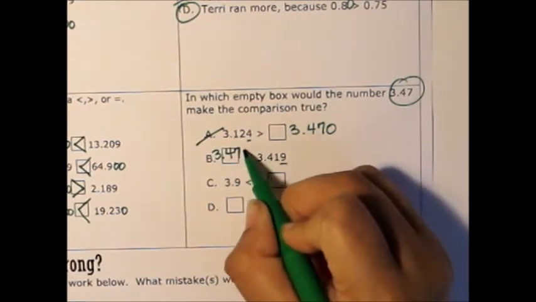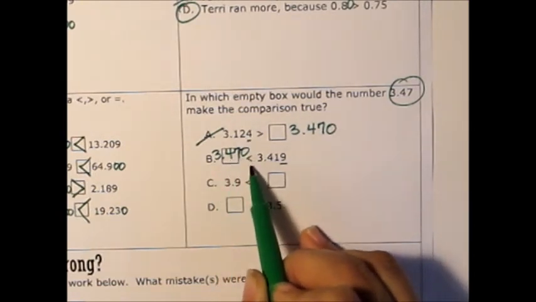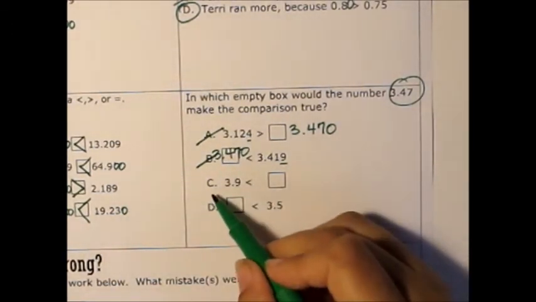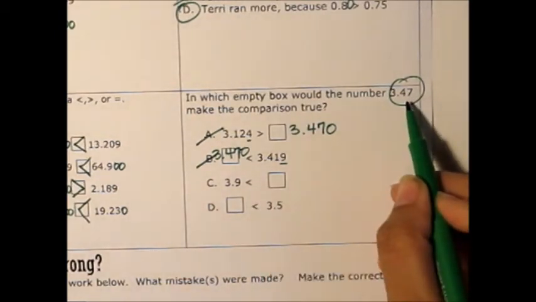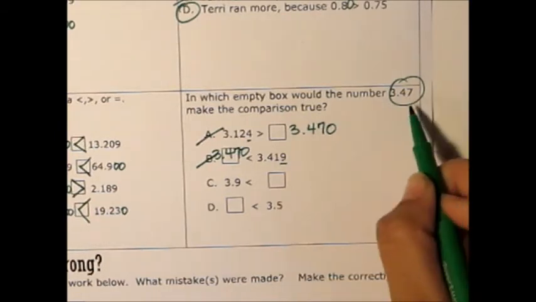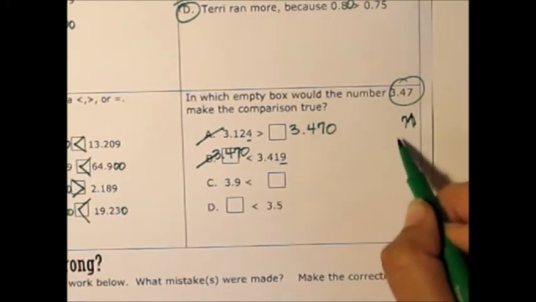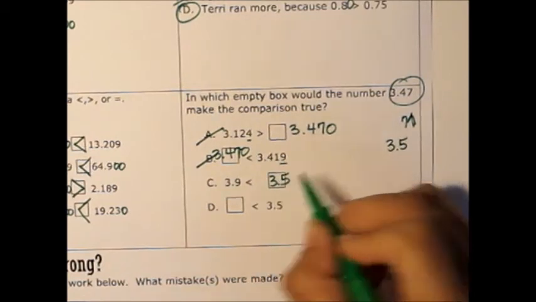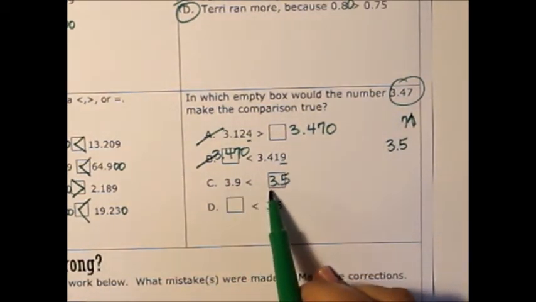Okay, I'll add my number over here so I can compare. I see that it goes to the thousandths. Okay, 3 and 470 is less than 3 and 419 thousandths. That's not a true statement. Okay, for C, 3 and 9 tenths is less than, but this one goes to the hundredths. So what do I need to do? Remember that the 7 would round up, so then that means it's 3 and 5 tenths. So I'll write that 3 and 5 tenths. Is this statement correct? 3 and 9 tenths is less than 3 and 5 tenths?